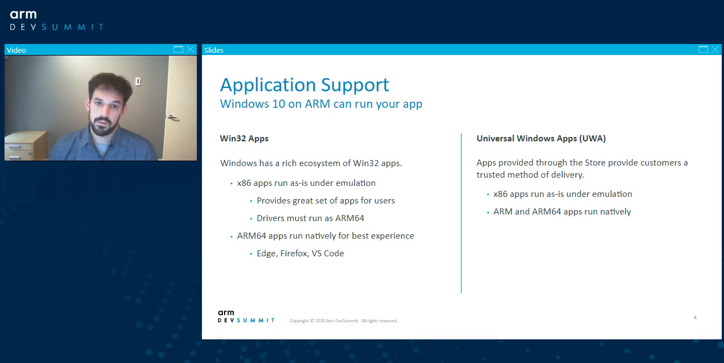On the Win32 side, Windows, to the surprise of nobody, has an extremely rich, varied history and ecosystem of Win32 apps, ranging from small console apps to massive productivity suites and business essential apps that cost millions of dollars. It's a wide range in Win32. But on Windows 10 on ARM, x86 apps run as is without any sort of modification, thanks to the emulation layer. And this provides a great set of apps for users to use from the beginning, even if the developer is unaware that ARM exists and has never known ARM exists.